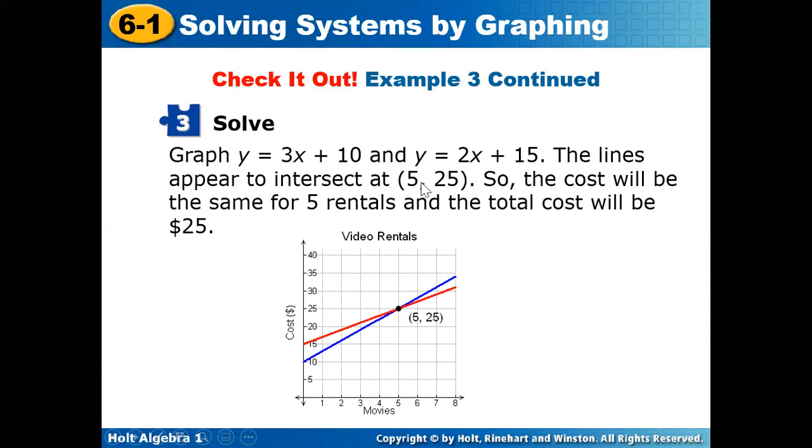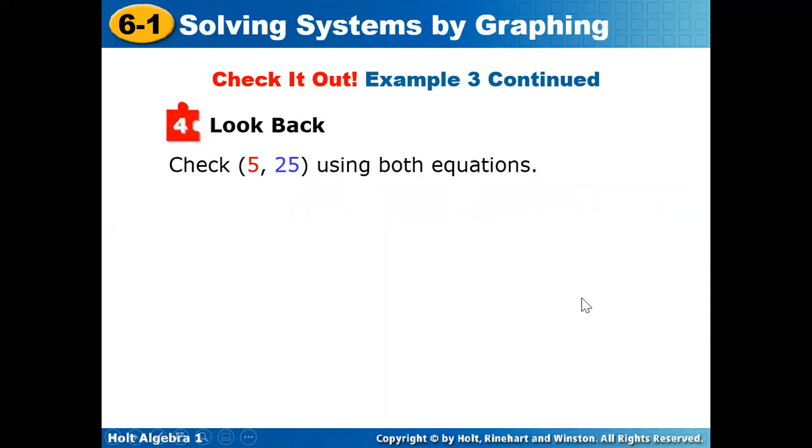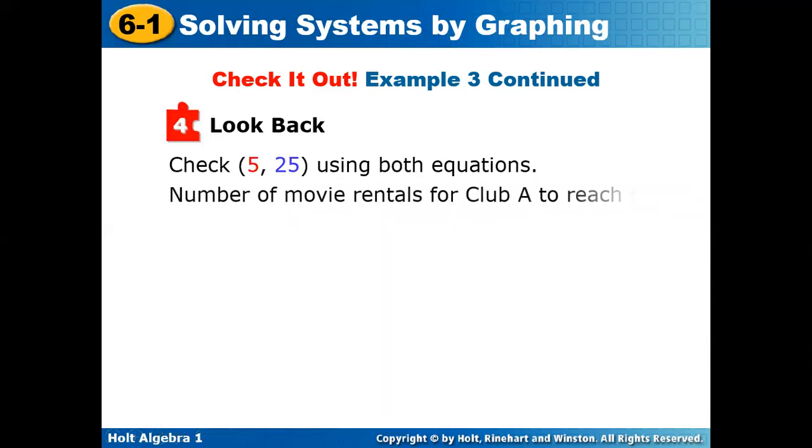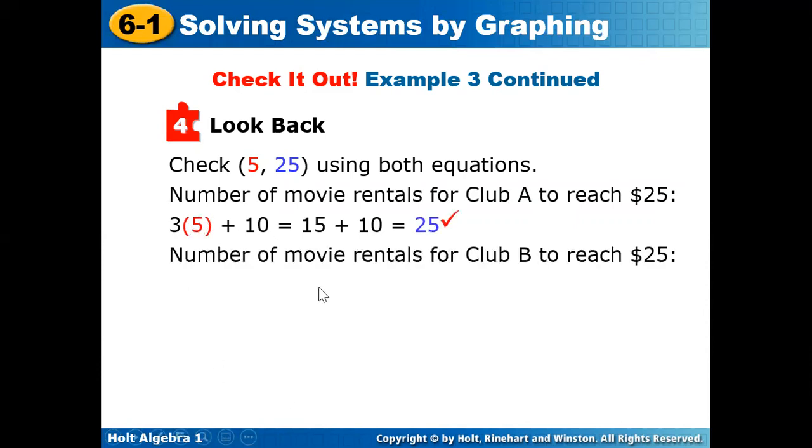So at 5 movie rentals, the cost will be equal, and that cost will be $25. We figure that out by plugging it in. All right, plug in your 5, checking it. So at 5 movie rentals, the cost is $25, and it's equal. All right, that's all for that. Now we're going to check out solving systems of equations by substitution.